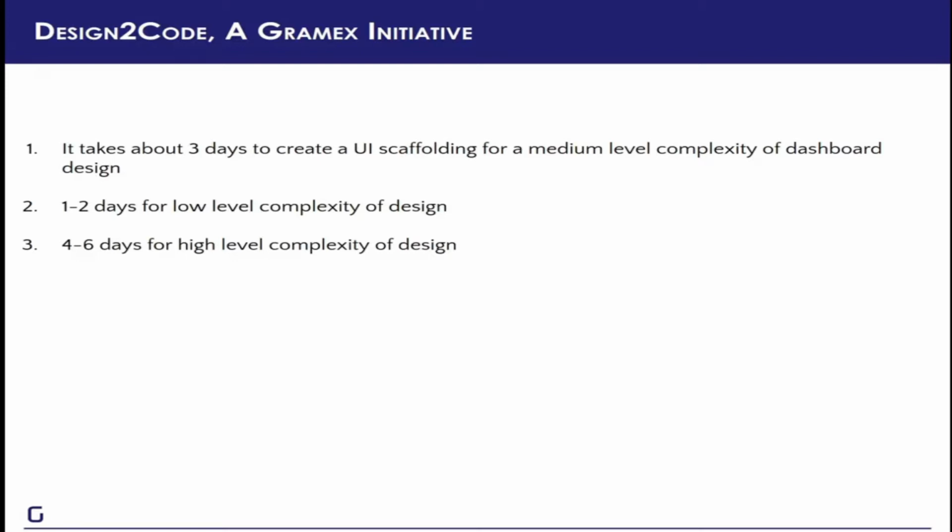At Graminer, we roughly classify applications as low, medium, and of high complexity. This is using a metric to design or develop such applications. Over the last few years, we have observed that it takes about 3 days to create a UI scaffolding for a medium level complexity dashboard, about 1 or 2 days for a low level design, and about 4 to 6 days for a high level complexity design.